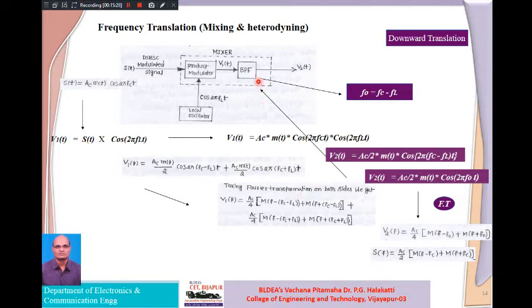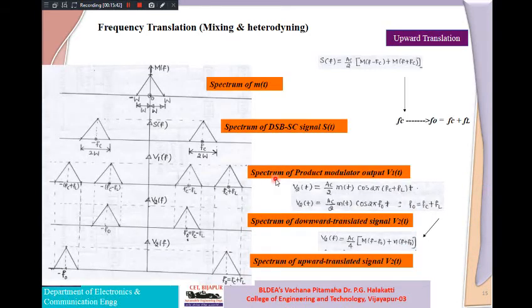Now, to do the upward translation, I am simply changing the tuning of the BPF from fc minus fl to fc plus fl. Now it is going to select the fc plus fl term instead of fc minus fl. That's why you simply get this fc plus fl term.